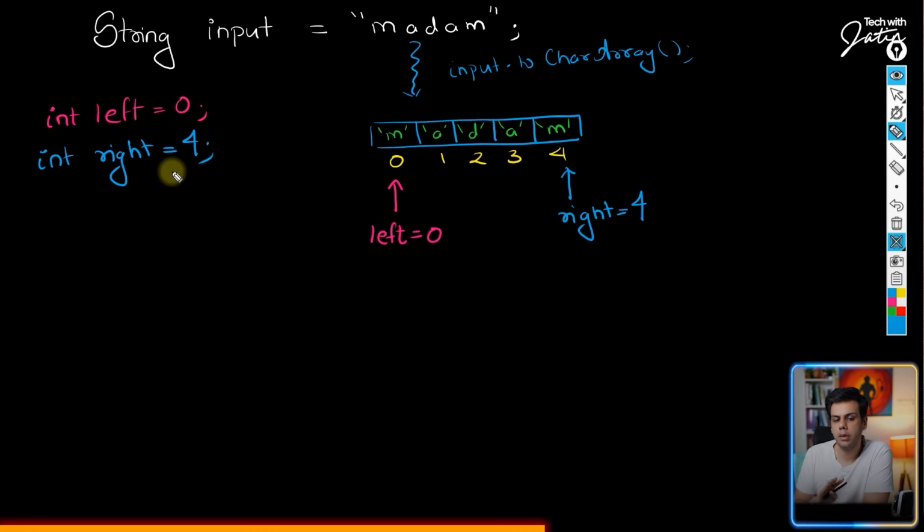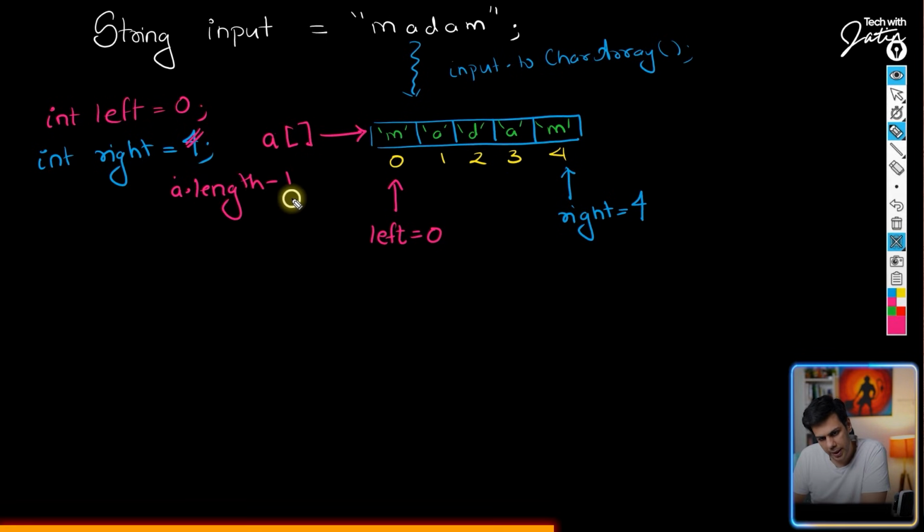Now here's the thing, guys. Whenever you are initializing right, never ever hardcode the value. What you can do over here is, instead of putting 4, I can say your array reference. Let's say the array reference over here is A. So I'm going to say A dot length minus 1. Length is 1, 2, 3, 4, 5. 5 minus 1 is going to be 4.